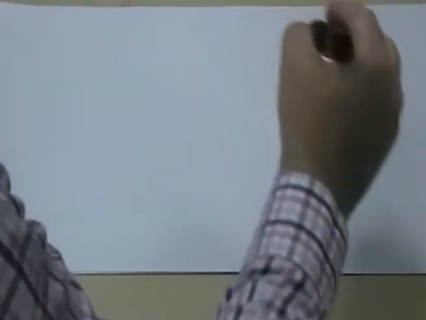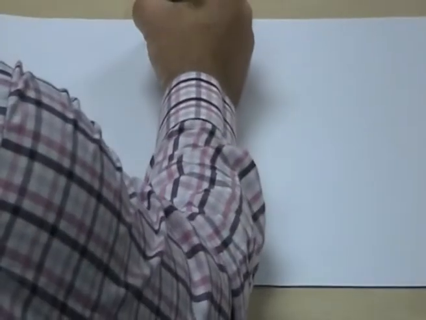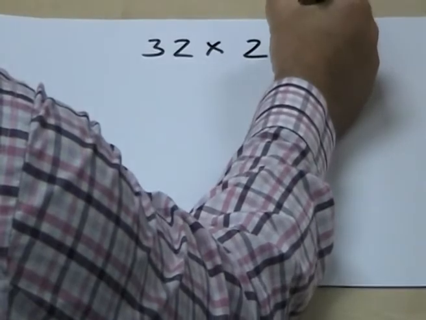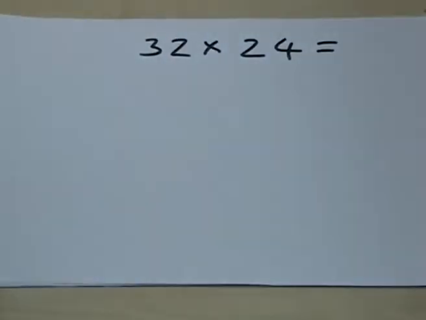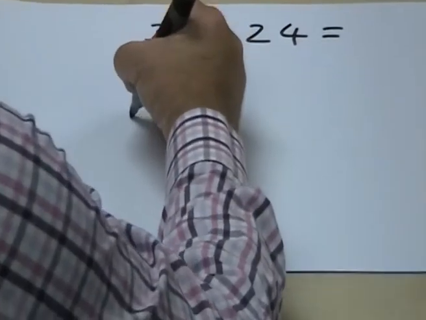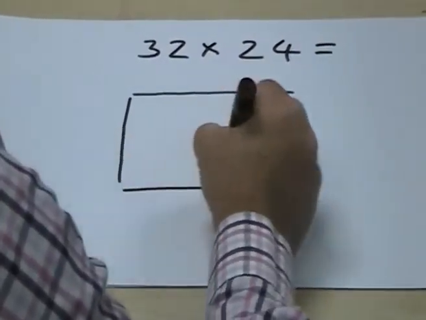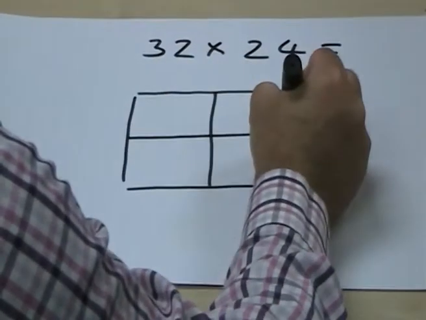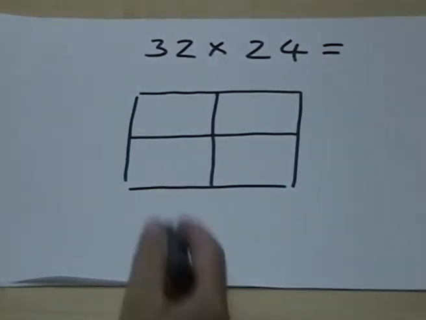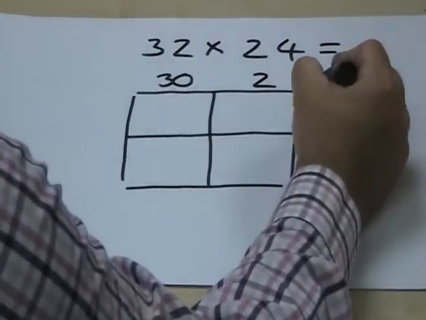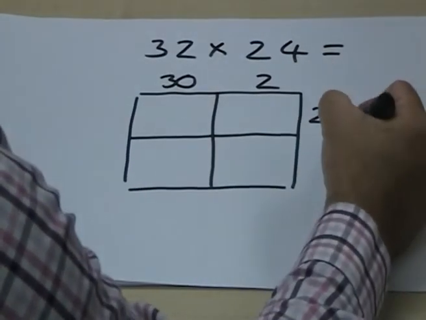We can also use this method to calculate a two-digit multiplied by a two-digit number. In this situation, the grid is going to be made up of 2 rows and 2 columns. Again, we partition the numbers, so 32 becomes 30 in that column and 2 in this column, and 24 becomes 20 in this row and 4 in this row.